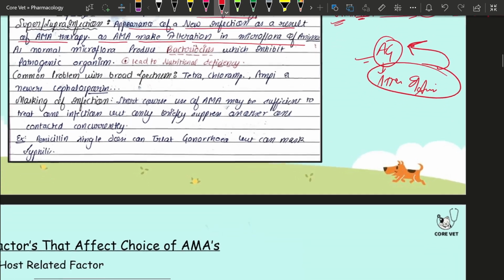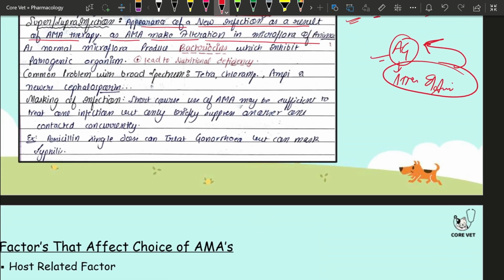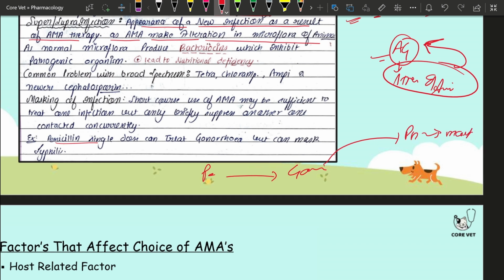Now coming on to the masking of infections. When you apply a certain antimicrobial agent, it would suppress a certain microorganism, but simultaneously it will suppress or mask the effect of another microbe also. For example, we had given penicillin for gonorrhea, but the penicillin also masked the effect of what? The syphilis. So that's what masking of infection means.